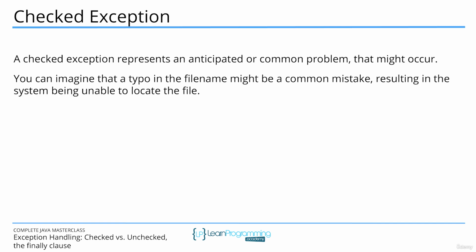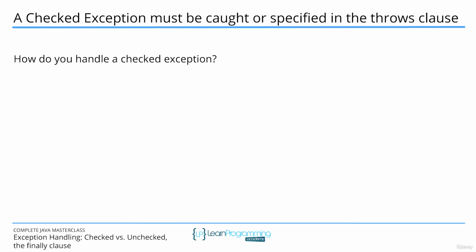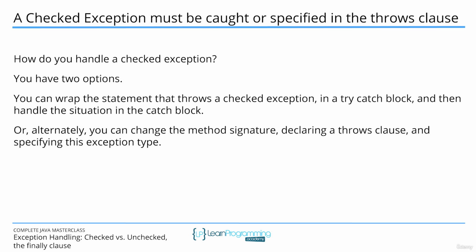You can imagine that a typo in the file name might be a common mistake, resulting in the system being unable to locate the file. It's so common that Java has a named exception just for that situation, the FileNotFoundException, which is a subclass of IOException. How do you handle a checked exception? You have two options. You can wrap the statement that throws a checked exception in a try-catch block and then handle the situation in the catch block. Or alternately, you can change the method signature, declaring a throws clause and specifying this exception type.